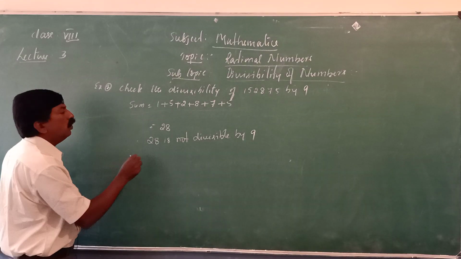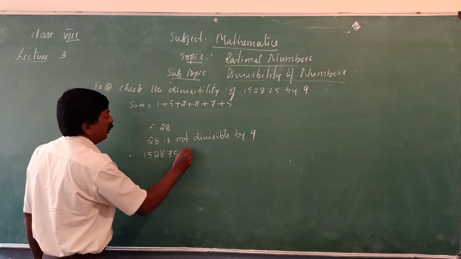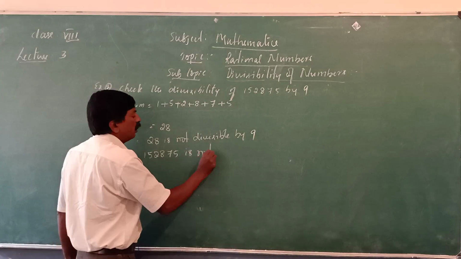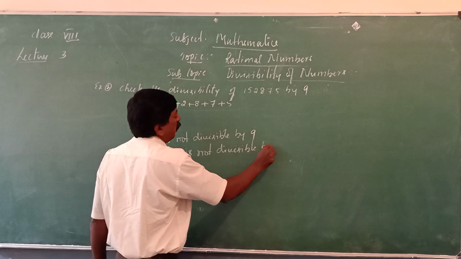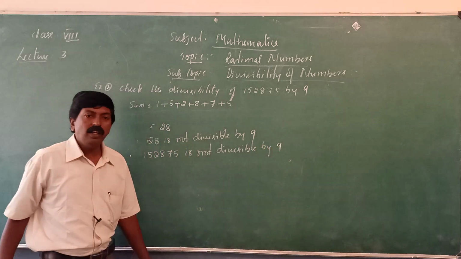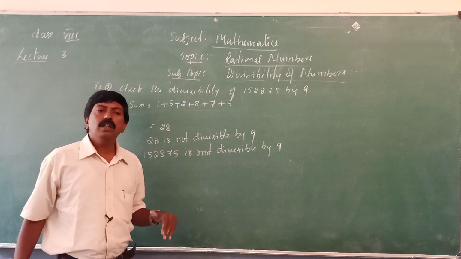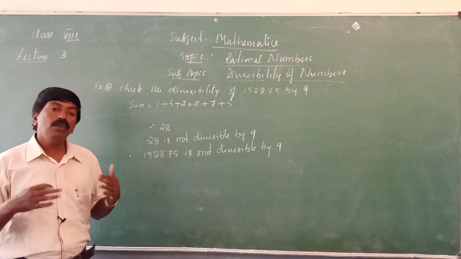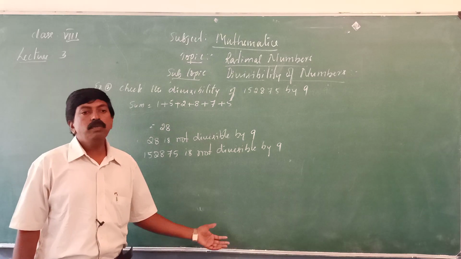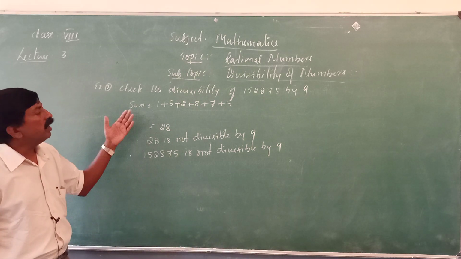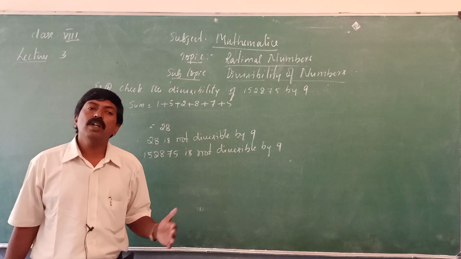Therefore you can conclude 152875 is not divisible by 9. Very easily you can identify. Because 9 threes are 27, we got 1 as a remainder. If you get 0 as a remainder, definitely that number is divisible by 9. So like this you have to work out one by one. Very easy. So remember this rule.